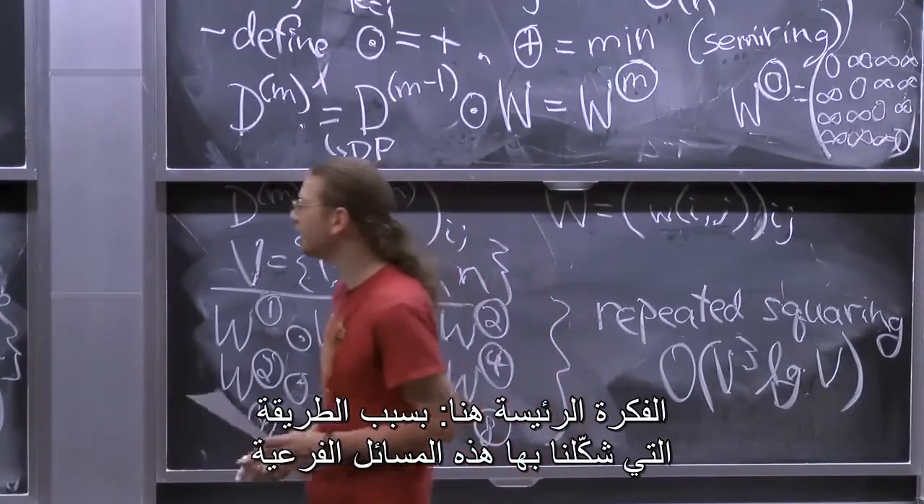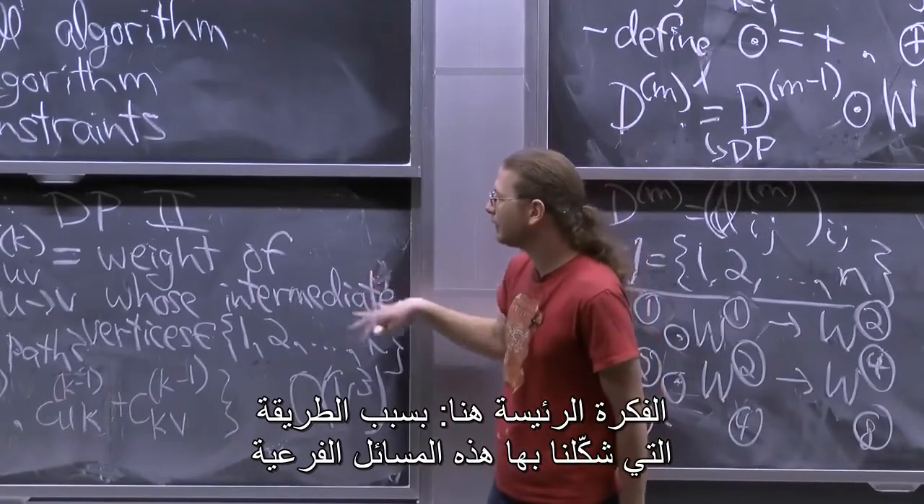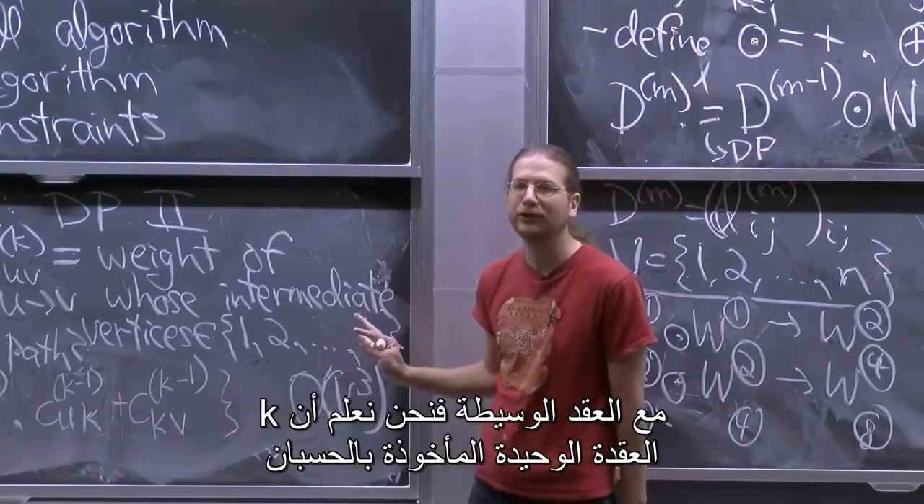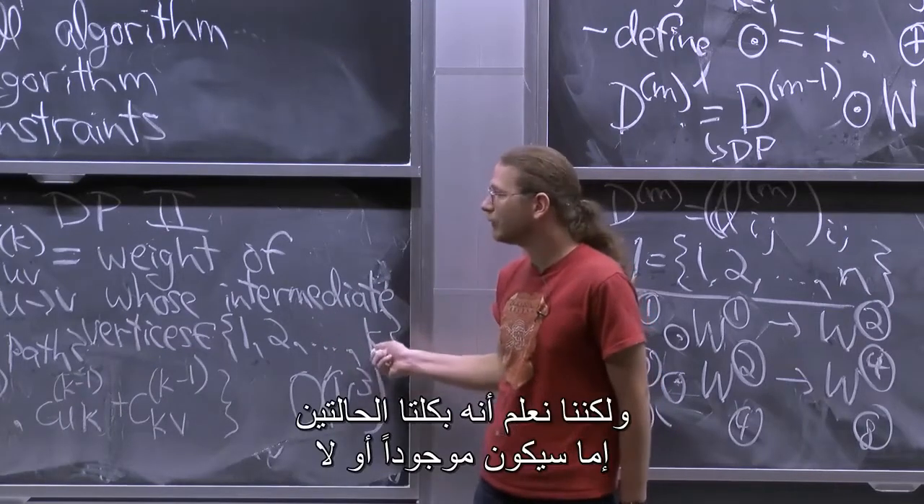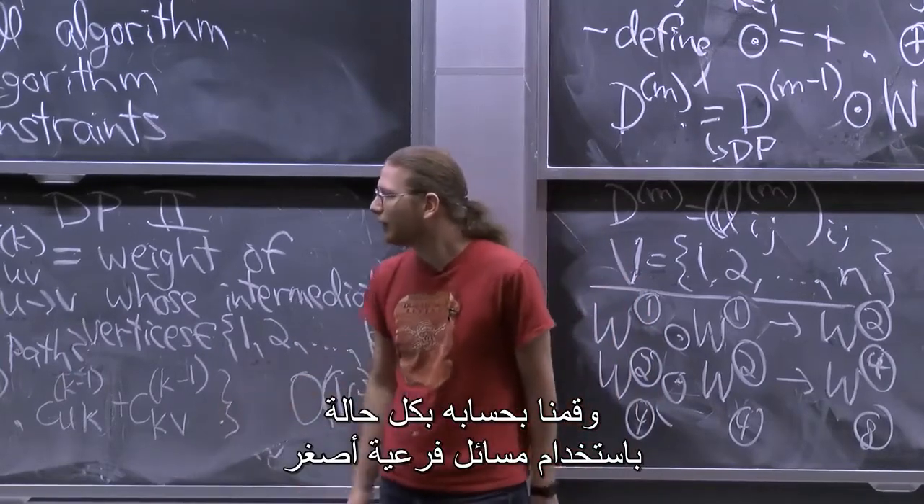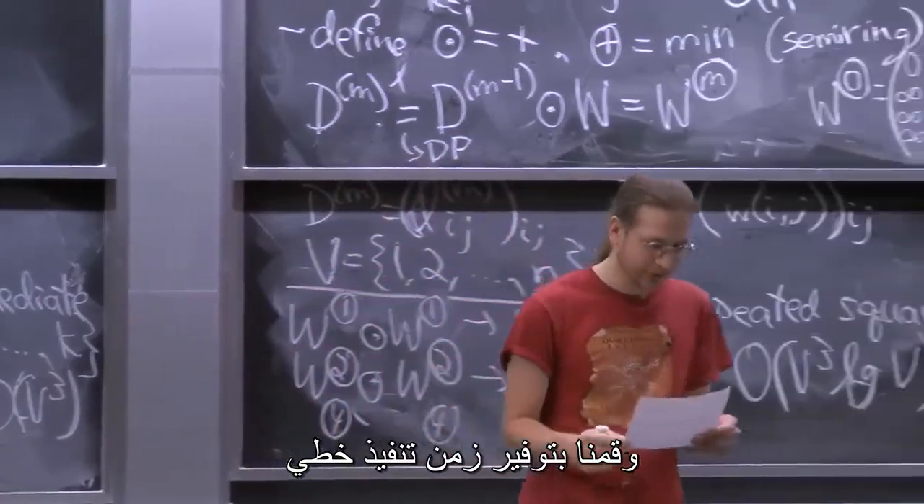I mean, the key thing here is because of the way we set up these subproblems with the intermediate vertices, we know k is the only vertex in question. Before it's like, well, I don't know where you go at the end. But now we know that either k is in there or it's not, and in each case we can compute it using smaller subproblems, and so we save that linear factor.